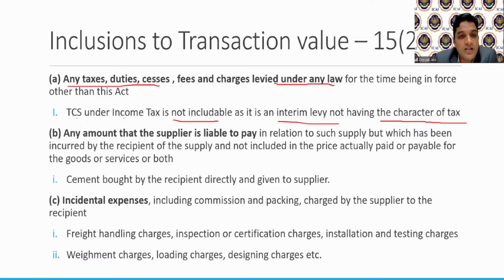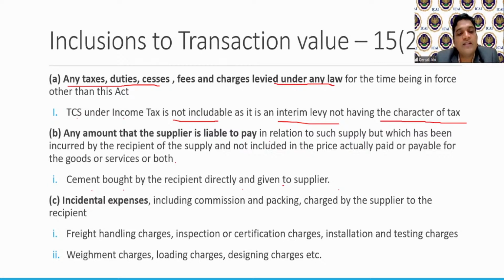Second point, any amount that the supplier is liable to pay in relation to such supply, but which has been incurred by the recipient of the supply and not included in the price actually paid or payable for the goods or services or both. So basically, I'm explaining all of these 5 points. In this case, an example would be cement, which is brought by the recipient directly and given to the supplier. Now I'm building some big machinery. On this machinery, I have to charge GST. For this machinery, I need some cement, and the customer is saying, I will buy cement and give it to you. So this value of the cement has to be included in the price of the machinery which I'm selling. Okay. So this is the second thing, any amount that the supplier is liable to pay.